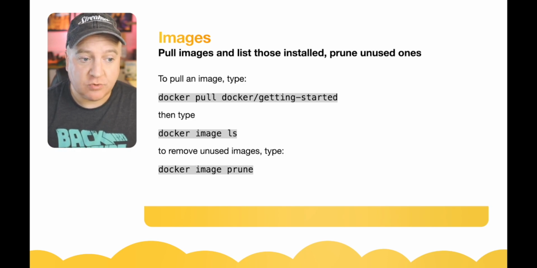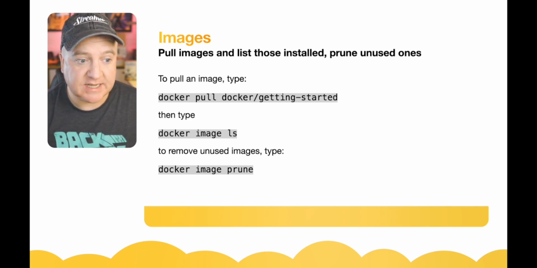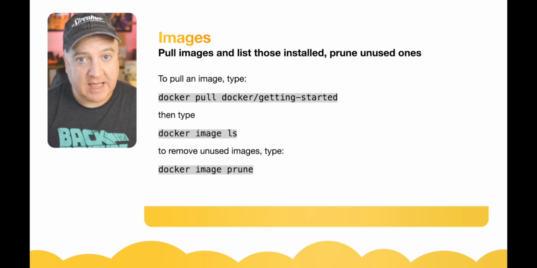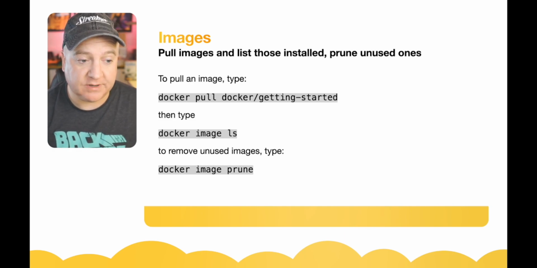Images, so we pull images from a registry. To pull an image, we can simply type docker pull docker/getting-started and that'll bring down the getting started container. We can then type docker image ls to list all the images that are currently installed, and to remove unused images we can type docker image prune, and prune will get rid of any unused images but keep those that are currently being used.